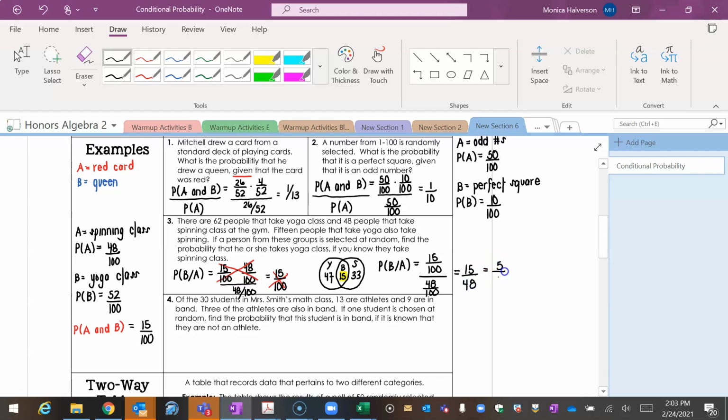Whereas in the previous two examples, number 1 and 2, we had to find the probability of A and B, here we know the probability of A and B. It's 15 out of the 100. Take yoga and spin. I would like you to do number 4 now. You always want to ask yourself when you're doing conditional probability, do we know what the probability of A and B is already, or do we have to find that in the numerator of this formula?